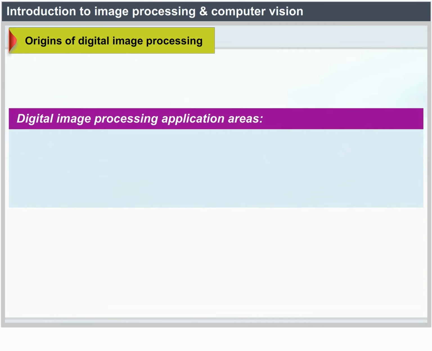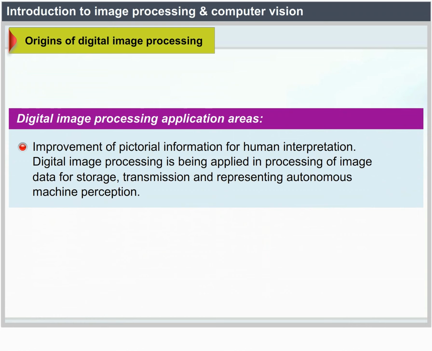Digital image processing application areas: improvement of pictorial information for human interpretation, processing of image data for storage, transmission and representation for autonomous machine perception.